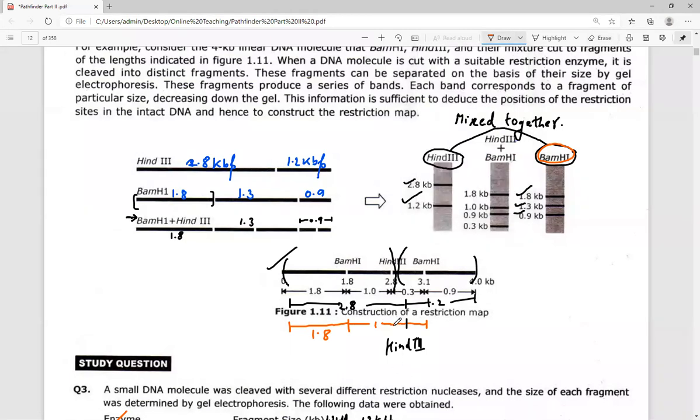Okay, 1-to-1 relation. 1.8 cleaved by again another one to give 2.8. Here is the cleavage region. What remains from here is 1.3. So this remains to be 0.3. Okay, and because this region was 1.2 kilobase pair long and 0.3 has been separated, what remains here is 0.9.